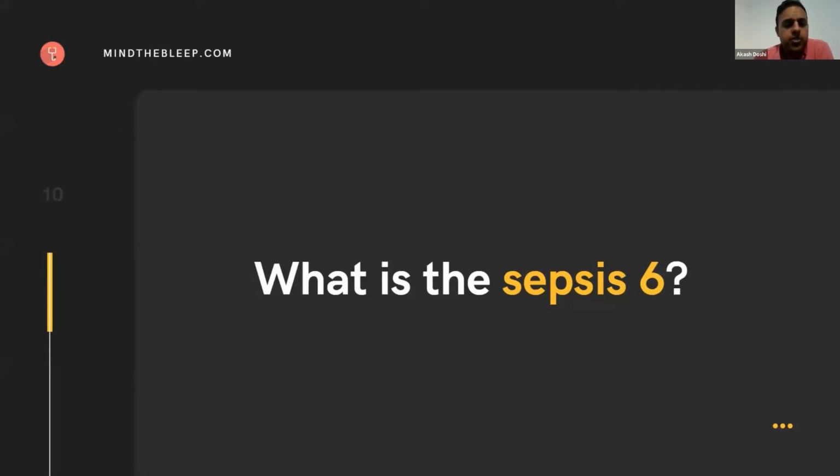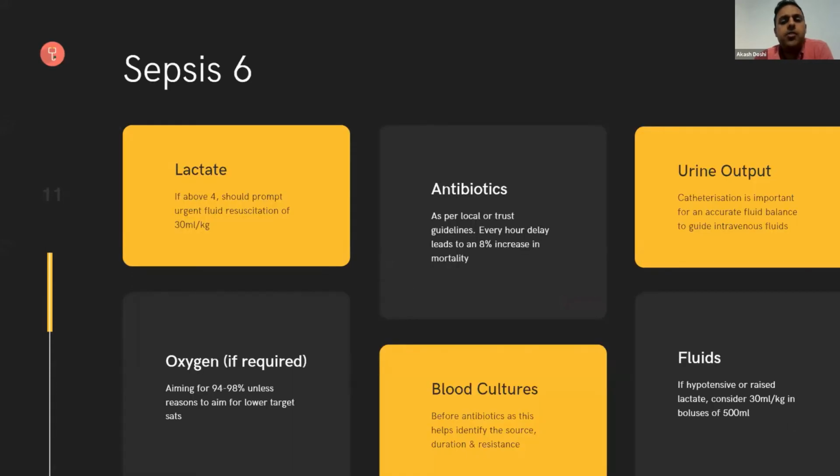When we think about the management of sepsis, we think about the sepsis six. Some people like to think of it as three in and three out. So three in: oxygen, if required. We're aiming for 94 to 98% saturations, unless there's a reason to aim for lower targets, such as COPD, where you've got type 2 respiratory failure, so 88 to 92% targets. Antibiotics.